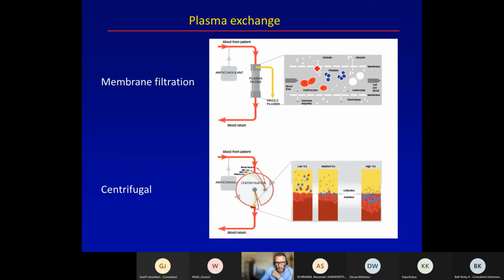Obviously, because you've got a membrane with specific size pores here, in principle, because you're removing all of the plasma in this process here, you will be removing more of the higher molecular weight proteins than you are with plasma filtration.